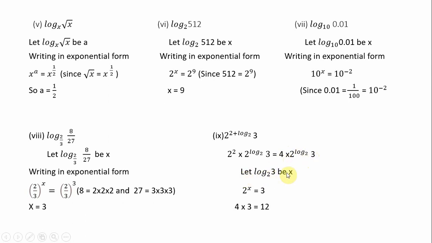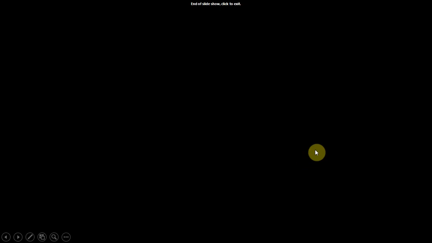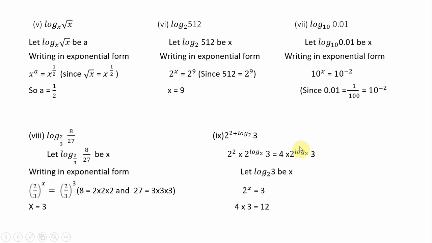Now let log 3 base 2 be x. Now writing it in an exponential form, you get 2 power x is equal to 3. Understand, 2 power x value is equal to 3 if you write it in an exponential form. Now its value is what? 2 to the power of x only. This upper part we have assumed as x. Therefore, its value will be equal to 2 power x only. So 2 power x value we got as 3. So 4 into 3.